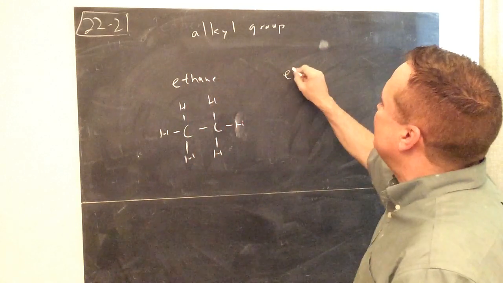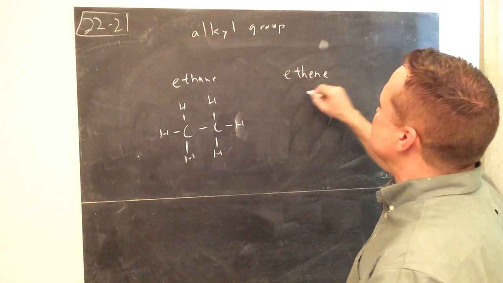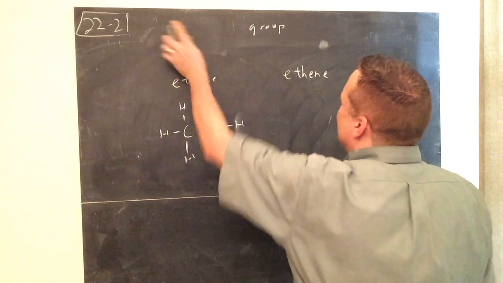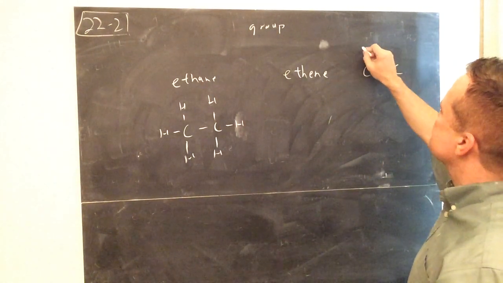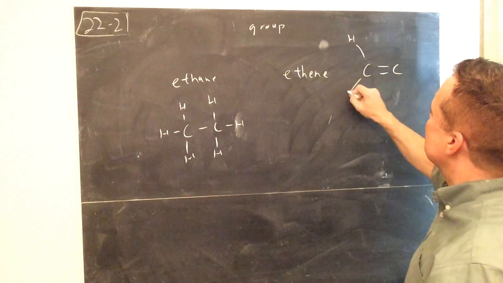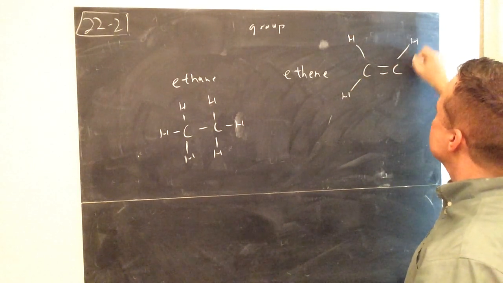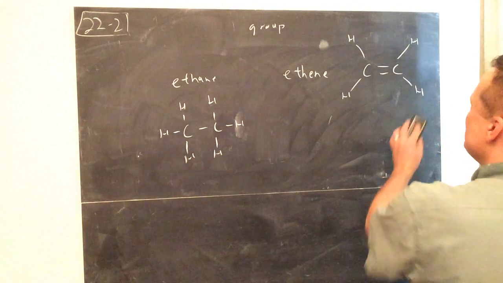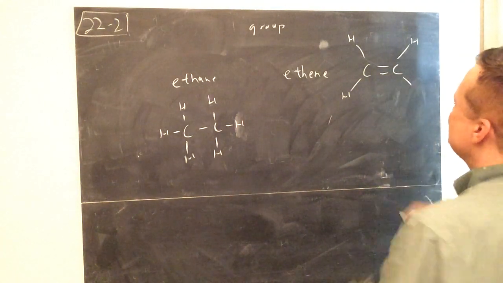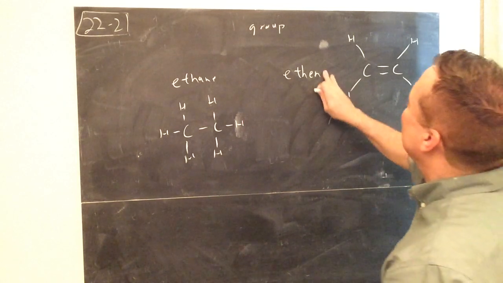Now, remember ethene? There's something special about ethene. It's another kind of group I'll tell you about. Ethene looks like this. C, double bond to C. Then you have an H here, an H there, an H there, and an H there. Well, it turns out, if you take away an H from that, this is called ethenyl.